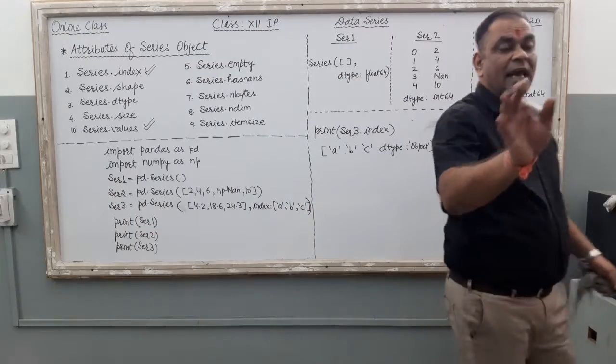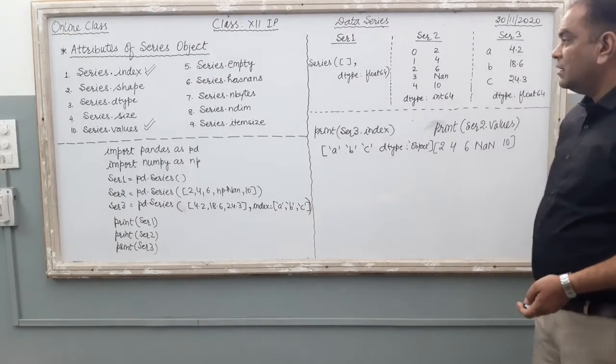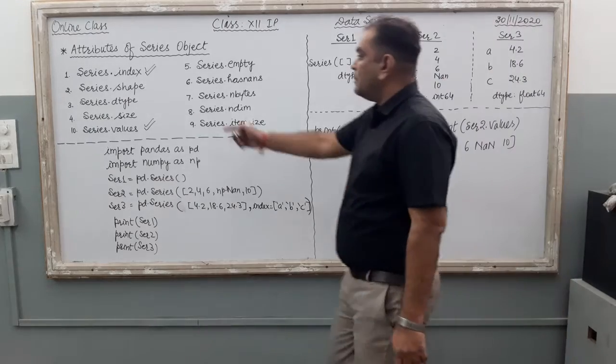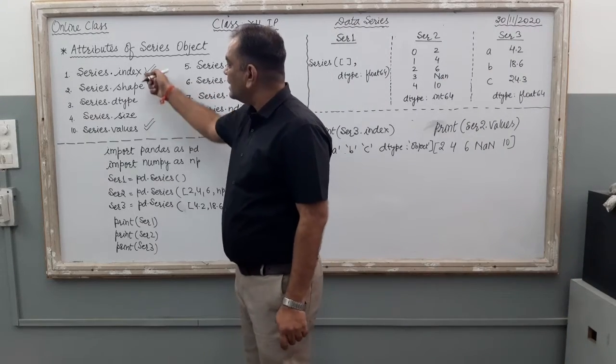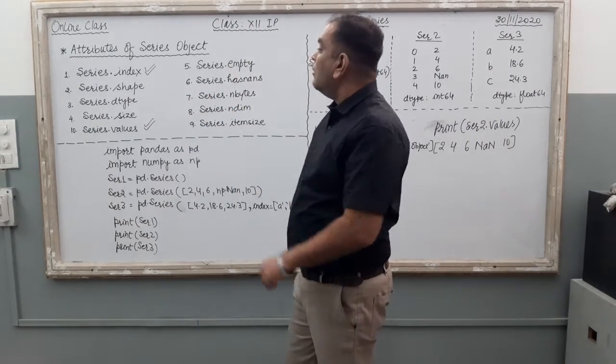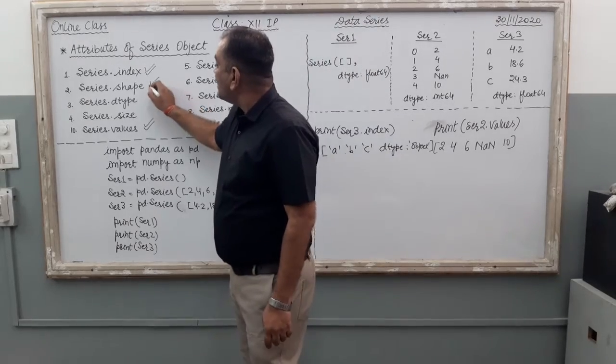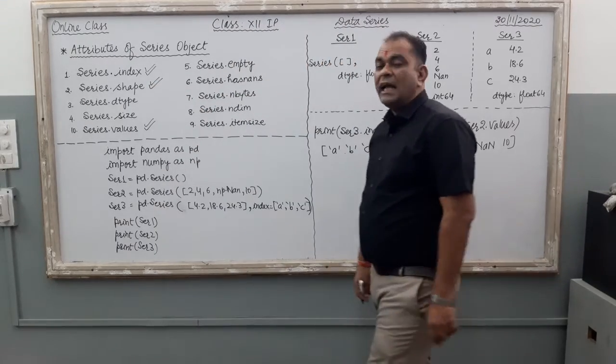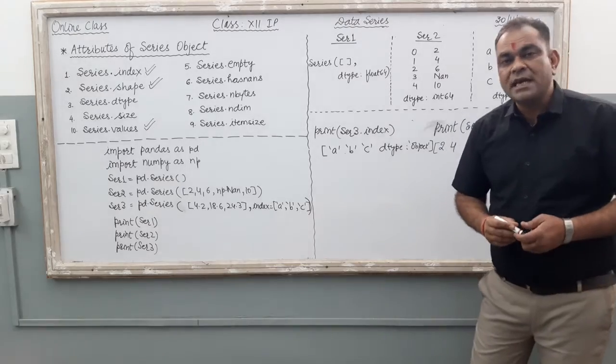Values means only data elements, data items are there on the monitor. Clear? So I hope these 2 attributes, you understood about these 2 attributes. Clear? Now we will shift to the shape attribute, SHAPE, shape.